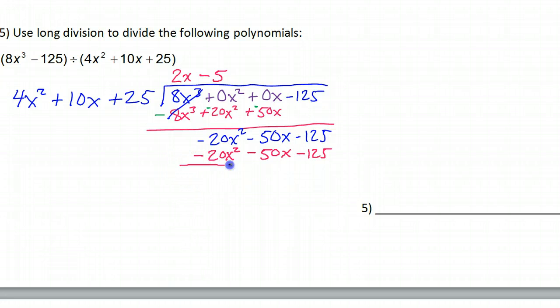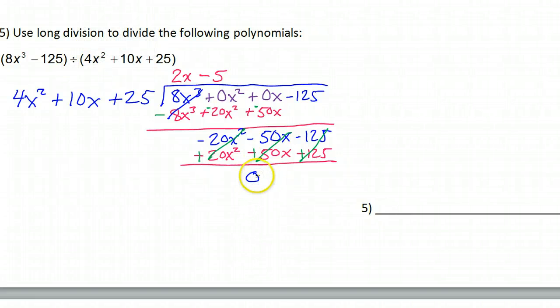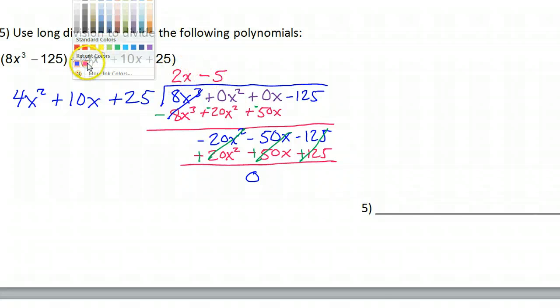Okay, and then we will subtract by changing the sign. So this will become positive, positive, and positive. Well, look, in this particular case, everything cancels out. And so we get this 0 remainder. It divides in evenly.